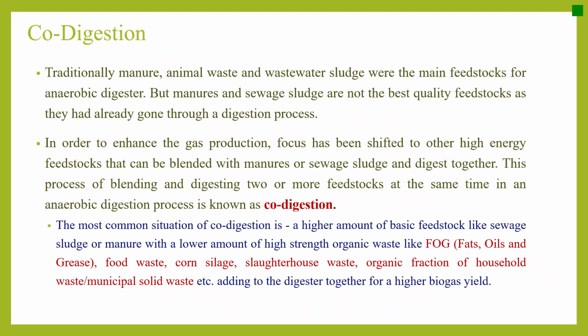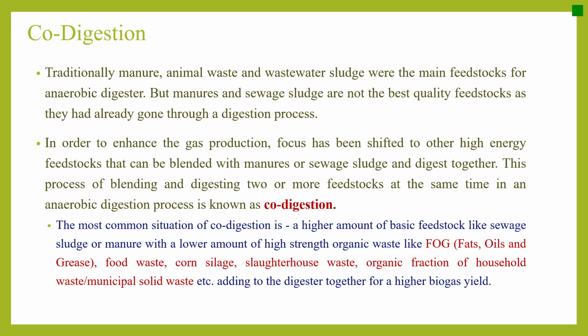What is co-digestion? Traditionally, manure, animal waste, and wastewater sludge were the main feedstocks for anaerobic digesters. But manures and sewage sludge are not the best quality feedstocks as they have already gone through a digestion process. So in order to enhance gas production, focus has shifted to high energy feedstocks that can be blended with manure or sewage sludge and digested together.